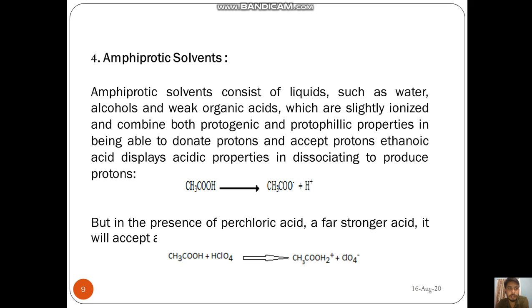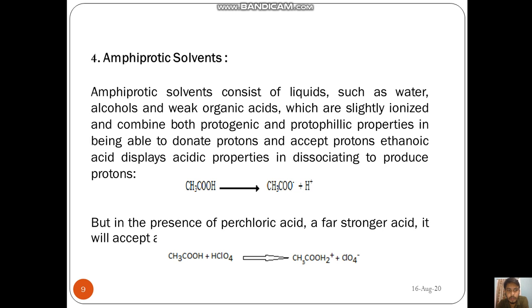After that, we have the amphiprotic solvents. These amphiprotic solvents consist of liquids such as water, alcohol, and weak organic acids, which are slightly ionized and combine both protogenic and protophilic properties, being able to donate protons and accept protons. Ethanoic acid displays acidic properties in dissociating to produce protons.